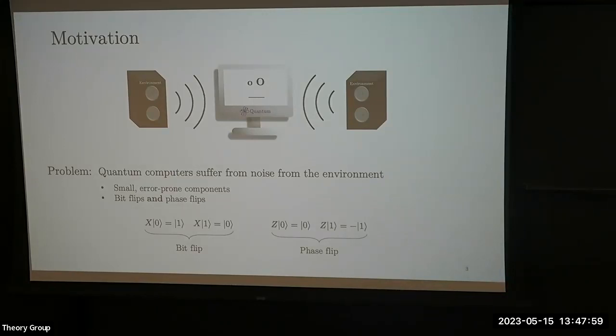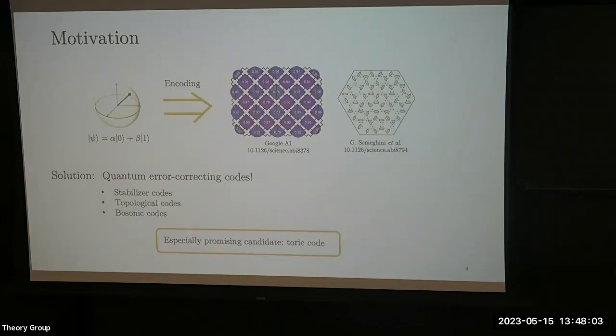Classical error correction won't work, so we just toss quantum in front of this and we use quantum error correction. The idea behind quantum error correction is that we store the quantum information redundantly using a larger Hilbert space, possibly many qubits. And using this redundancy, we hope to be able to detect errors before they corrupt our information and correct them. There are many quantum error correcting codes on the market. There are stabilizer codes, topological quantum error correcting codes, bosonic codes, which encode the quantum information in the space of a harmonic oscillator. One especially promising and relevant quantum error correcting code for this talk is the toric code.